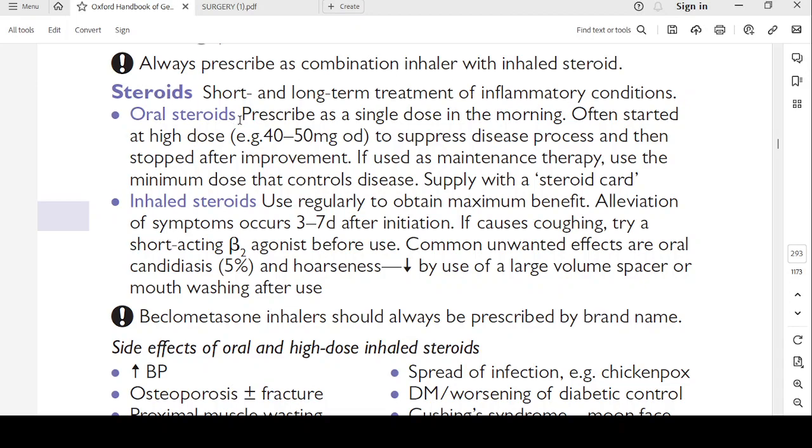Oral steroids: prescribe a single dose in the morning, often started at a high dose, 40 to 50 milligrams OD, to suppress the disease process and then stopped after improvement. If used as maintenance therapy, use the minimum dose that controls the disease. Supply with a steroid card.